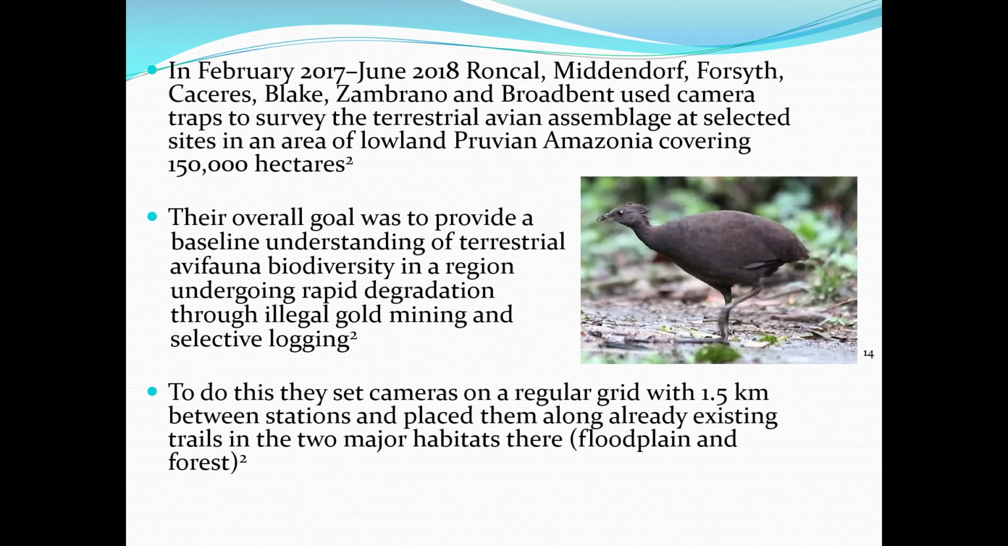And then in February 2017 to June 2018, Ronsel and this other group of people were surveying the terrestrial avian assemblage at selected sites in an area of lowland Peruvian Amazonia, which covered 150,000 hectares. So their goal was to get an overview, a baseline understanding of the terrestrial avian biodiversity in a region that was under threat from logging and gold mining. And to do this, they set the cameras on a regular grid with 1.5 kilometres between them, and then moved them around this whole area.